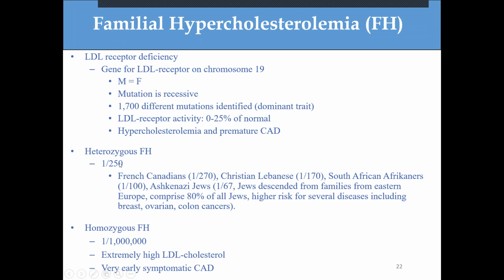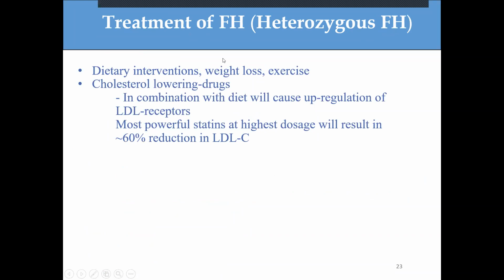Now, the first type is heterozygous, which is when you only have one gene for LDL receptor deficiency, and this isn't that rare. It's pretty common. It's 1 in every 250 people. The homozygous version is very, very rare, and that's why you're going to get very high cholesterol in the blood, and you're going to get a very early coronary artery disease. And just one thing to note is that it's equal between men and women, and the mutation for this disease is recessive.